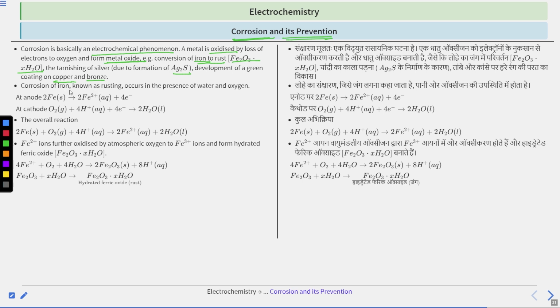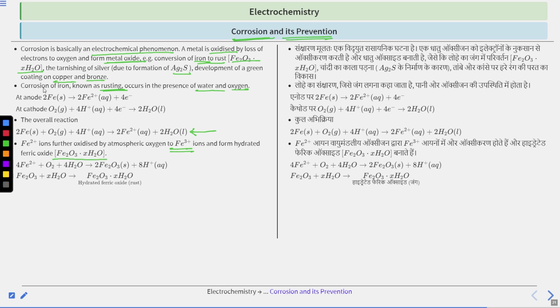Corrosion of iron, known as rusting, occurs in the presence of water and oxygen. At anode, it will be 2Fe giving 2Fe2+ plus 4 electrons. At cathode, O2 plus 4H+ plus 4 electrons giving 2H2O. The overall reaction is 2Fe plus O2 plus 4H+ giving 2Fe2+ plus 2H2O. Fe2+ ions are further oxidized by atmospheric oxygen to Fe3+ and form hydrated ferric oxide, Fe2O3.xH2O.